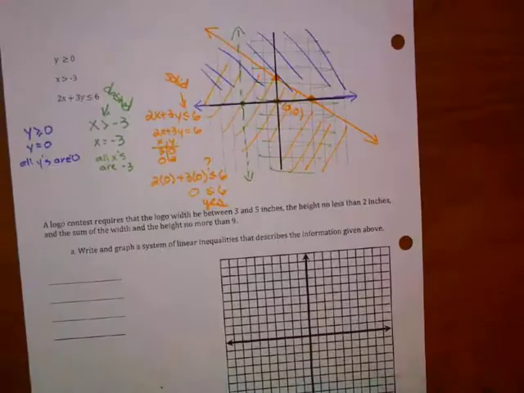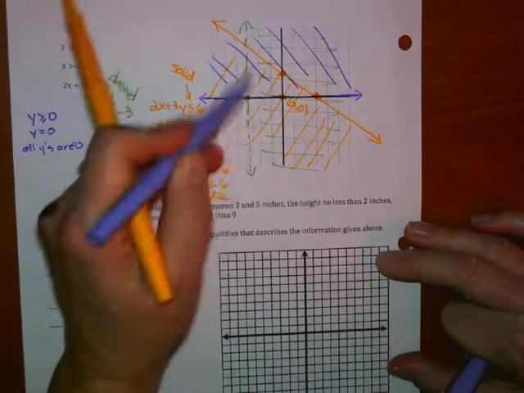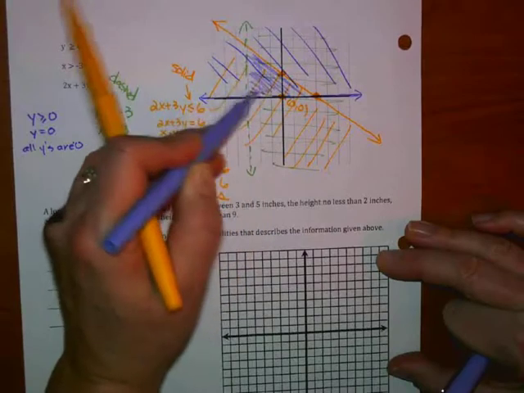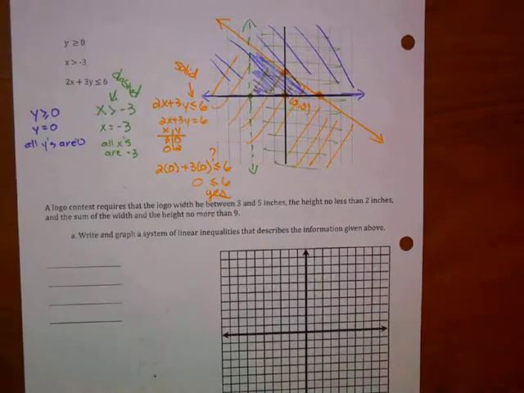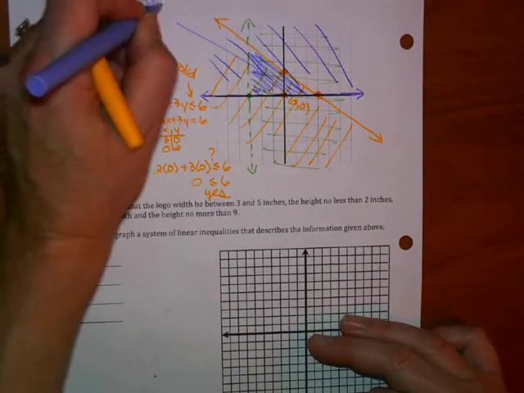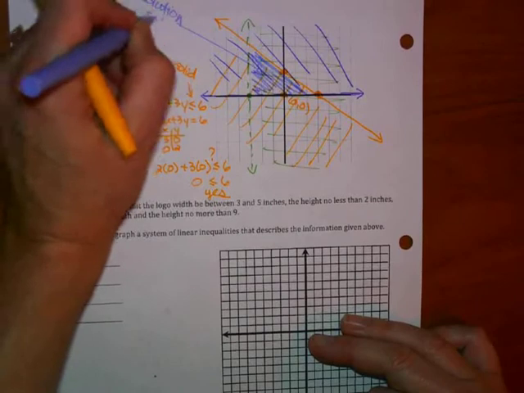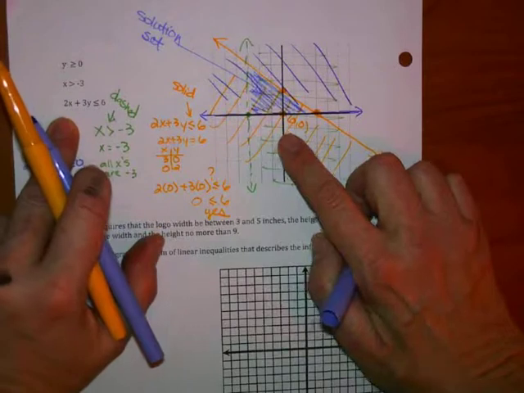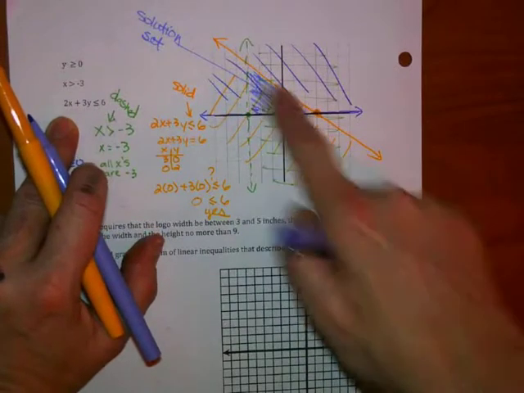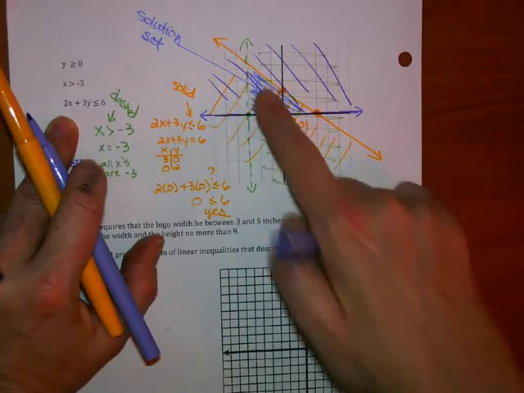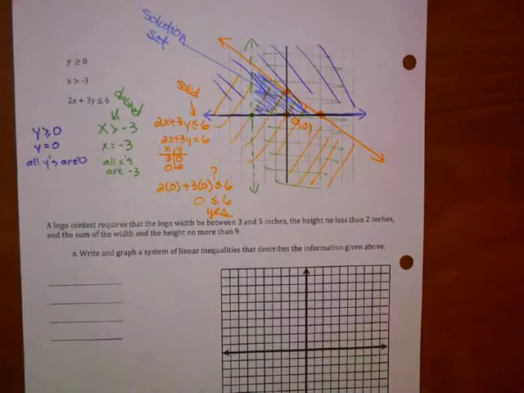And then I've got to step back and take a look at what I've done here. And I notice that there's only one little area here that has overlapping coloring. So I'm going to make that just a little bit darker. That is my solution set, right inside there. That means all the ordered pairs there would make all 3 of these inequalities true. Even the points on this line, because it's a solid line, and on this line. So everything here would make those inequalities true.